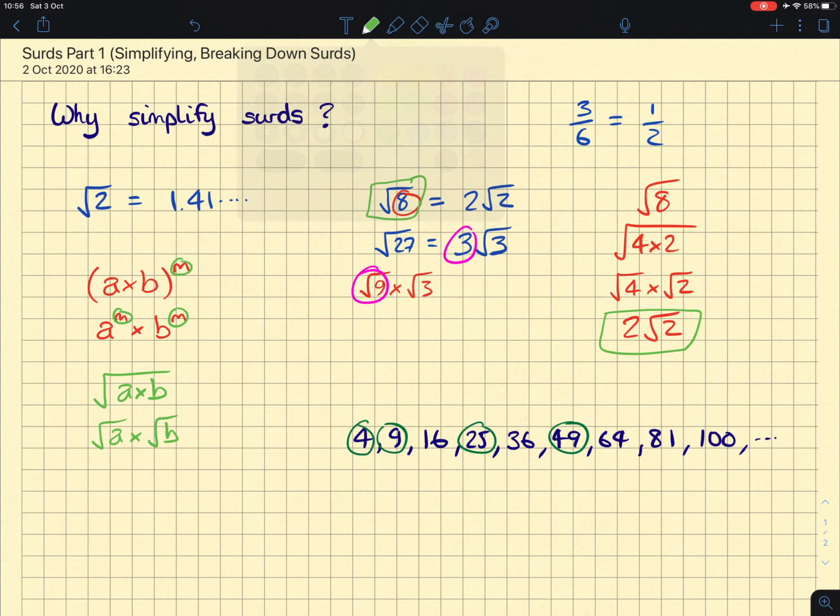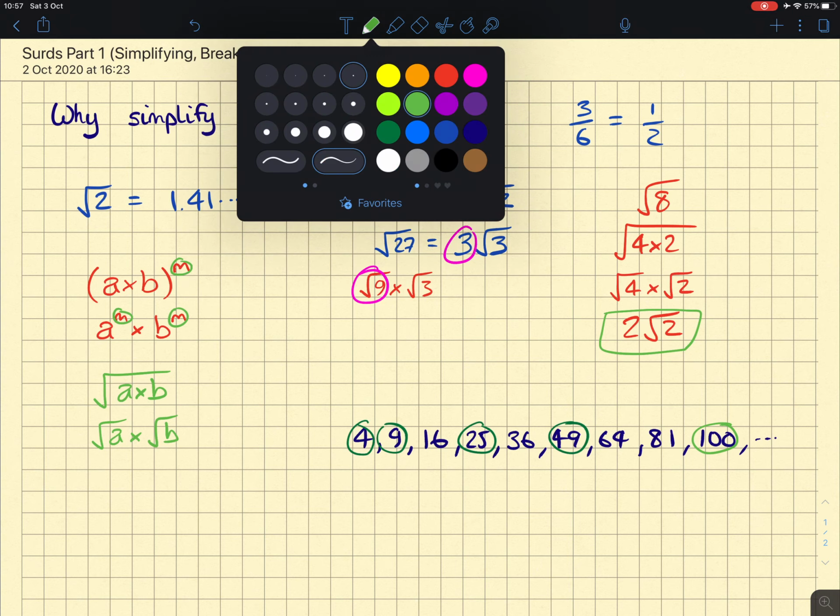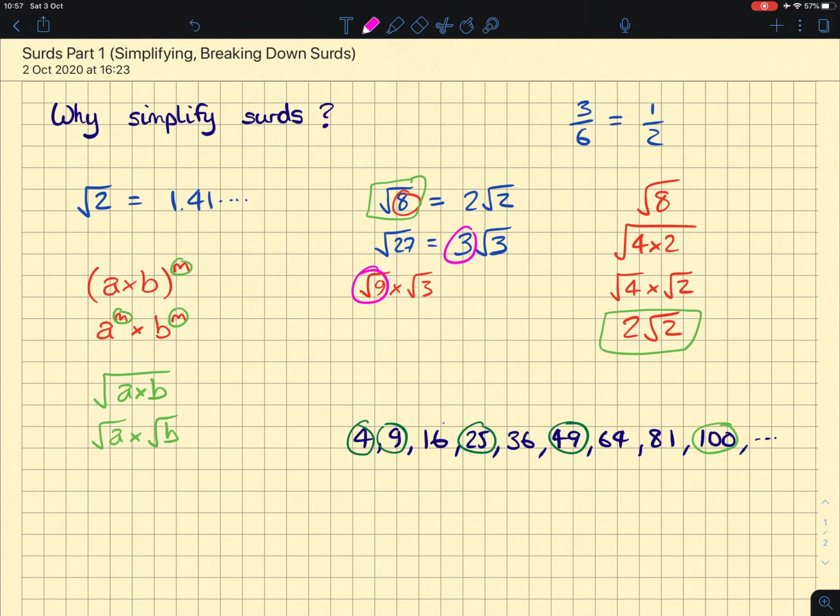100 is nice too, because if you have a number with two zeros at the end, then it's obvious that it can be divided by 100. But 4, 9, 25, and 49 are the main ones that we're going to look at here. Of course, if you spot that something can be divided by 16 or 36, that's totally fine. You can go ahead and do it. The equivalent analogy would be a fraction like 25 over 125. Sure, you maybe know that top and bottom can be divided by 25, but let's say you didn't.